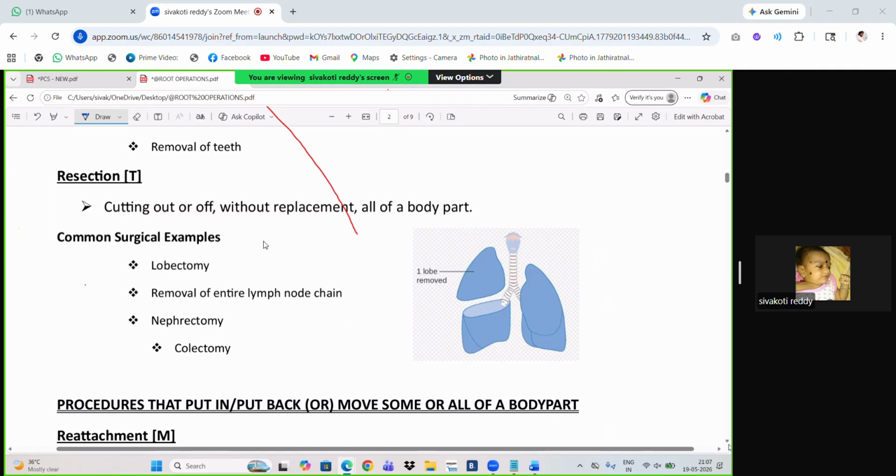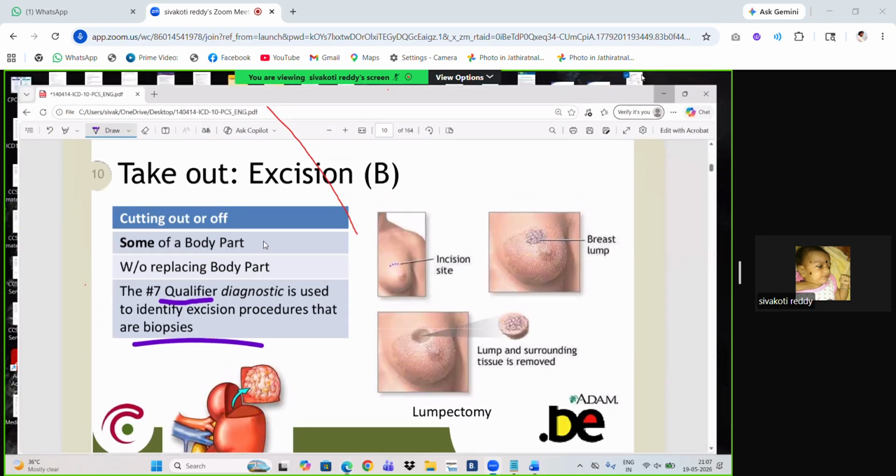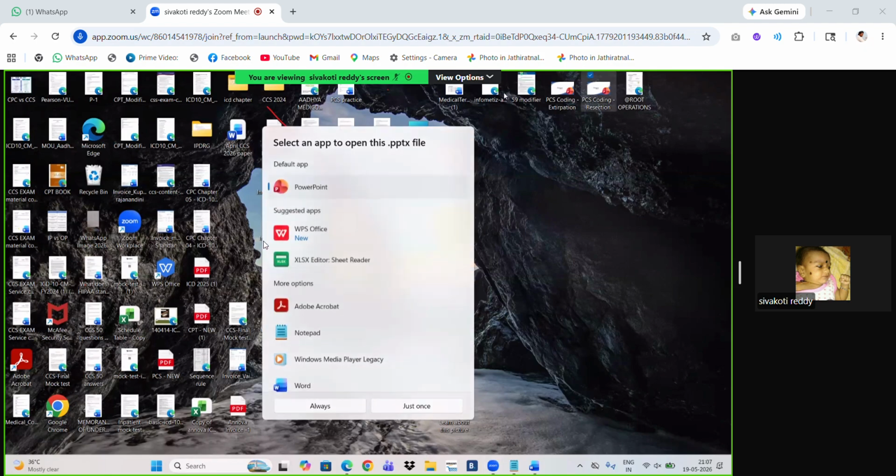Complete body part should be resection, like a complete body part or a complete lobe in an organ like lung, liver, node, thyroid. If they remove a complete lobe also, resection. Like in the lung, if they do upper lobe or lower lobe, also resection. Complete body part or complete lobe, resection.